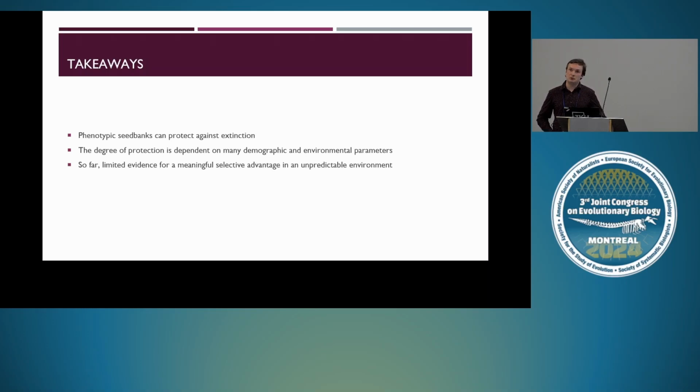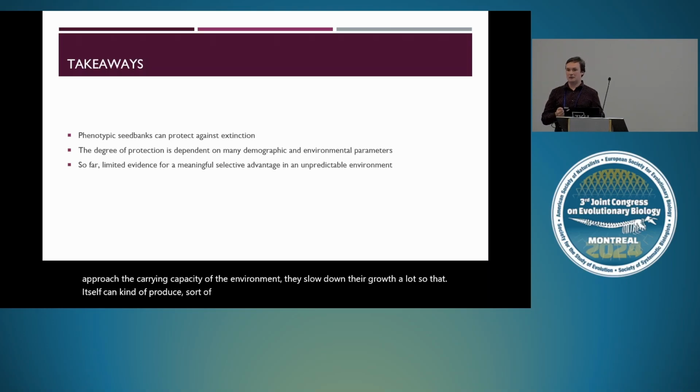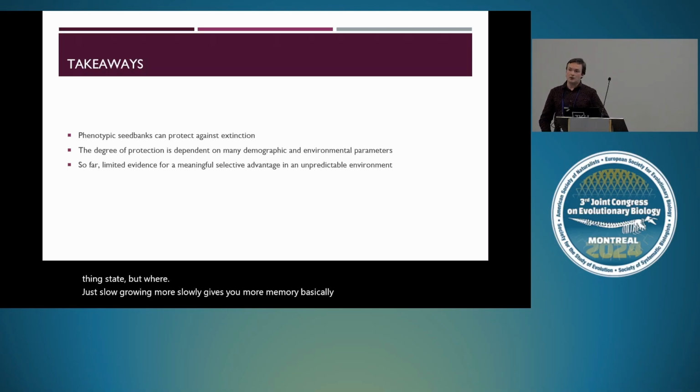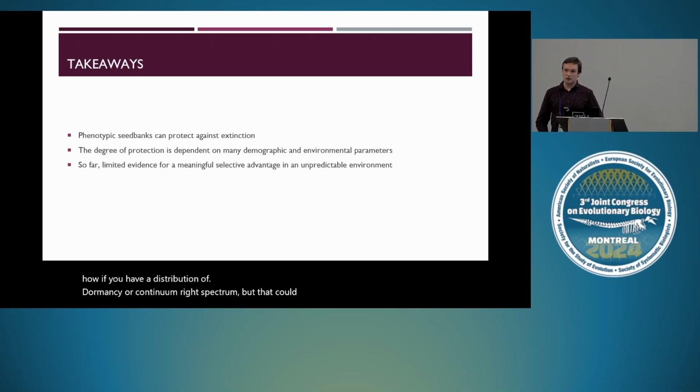Yeah, so you mean where it's more on a spectrum, where it's not binary. It could be, yeah. There's a kind of effect that happens in the model as is, where as they approach the carrying capacity of the environment, they slow down their growth a lot. So that itself can produce, not quite like we're thinking where there's a distinct state, but where just growing more slowly gives you more memory, basically. So yeah, I could definitely see how if you have a distribution of dormancy, or a continuum, a spectrum, that could also increase the probability of this trait fixing.